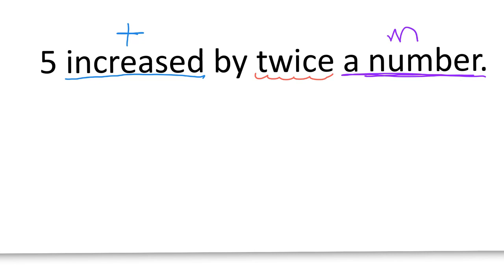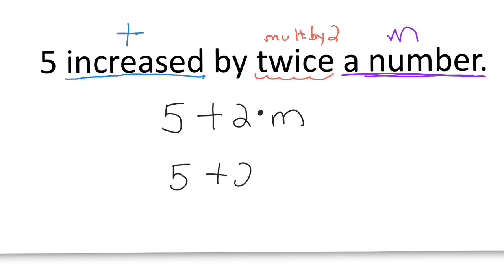So twice means you are going to multiply by 2. So I'm just going to put 2 here, multiply by 2. That's the twice word, multiply by 2. So let's put everything together. I do have 5 increase plus twice a number, so 2 times the variable m. You are multiplying by 2. I don't need that times in the middle, so I can put 5 plus 2m for my algebraic expression.